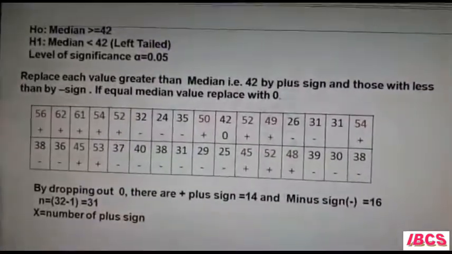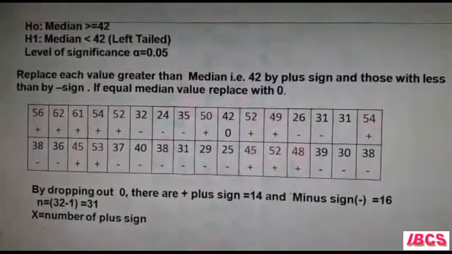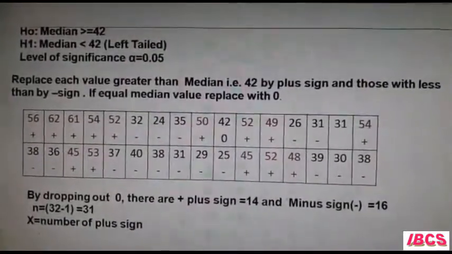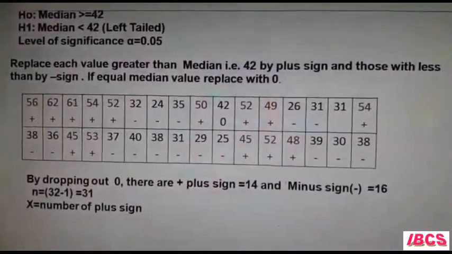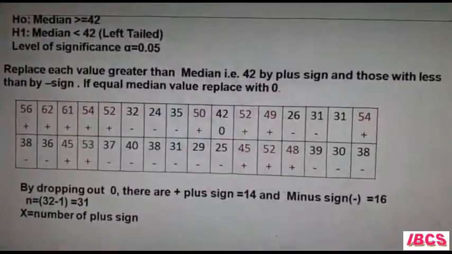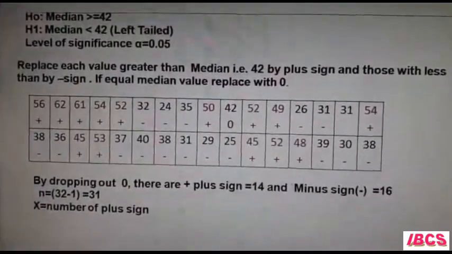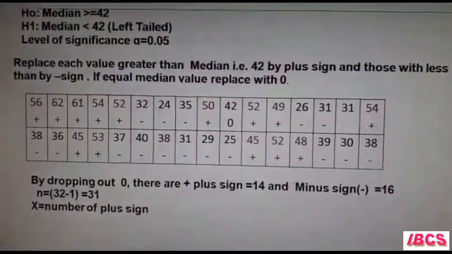So here the null hypothesis is median greater than or equal to 42, and the alternative is median less than 42, so it is a left tail test, alpha is equal to 0.05. Replace each value greater than the median, that is 42, by a plus sign, and those less than by a minus sign. If equal to the median value, replace with 0.